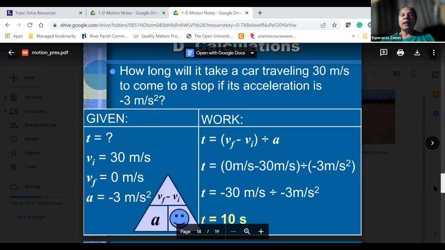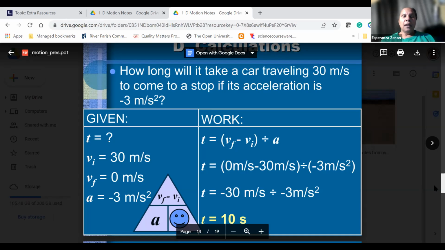How long will it take a car traveling 30 meters per second to come to a stop if its acceleration is -3 meters per second squared? So let me see who's paying attention here. What is this car doing? Slowing down. If it's slowing down, the acceleration has to be negative.